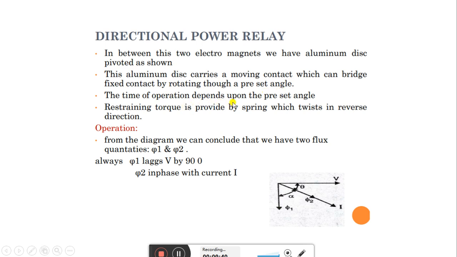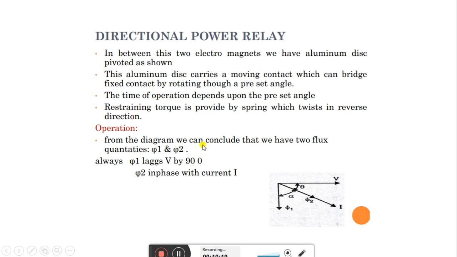The time of operation depends upon the preset angle. A restraining torque is provided by a spring which twists in the reverse direction. So the restraining torque is provided in the opposite direction, opposing the torque applied in the forward direction. So what will happen in this operation? This is the diagram we have already shown in the previous slide also.